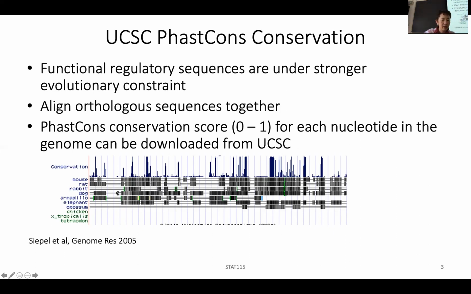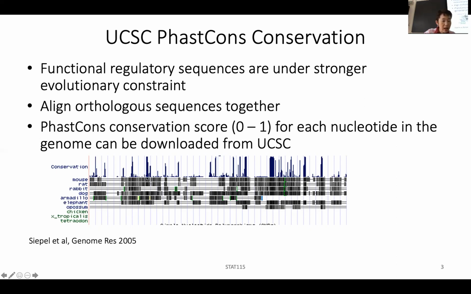And this is an example of some alignment. You can see these sequences appear. By the way, the main track is human, and then you are comparing with mouse, rat, rabbit, dog, and so on. So if there is a black mark here, it indicates that sequence is also present in mouse, and also how similar that is to the human sequence. Whereas in chicken and tetraodon, those sequences don't really appear. And so you can see there is a conservation score in here.